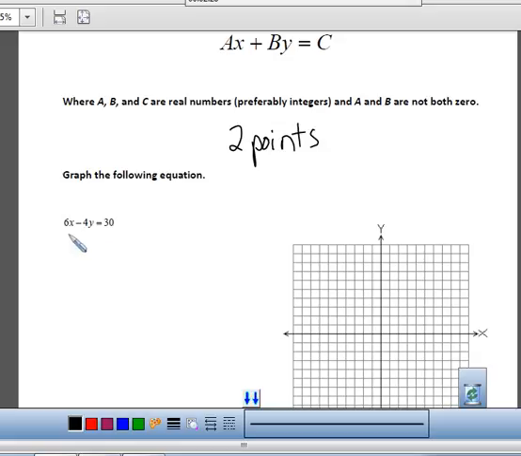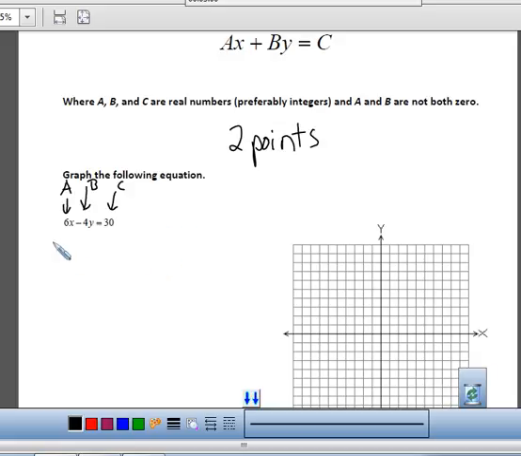Alright, so we're given the equation 6x minus 4y equals 30. So you'll notice there is our a, there is our b, and there is our c. A is 6, B is -4, C is 30. Alright, you don't really need to know much about those numbers right now, just that this is the form that it takes. This is what it looks like when you're looking at it.